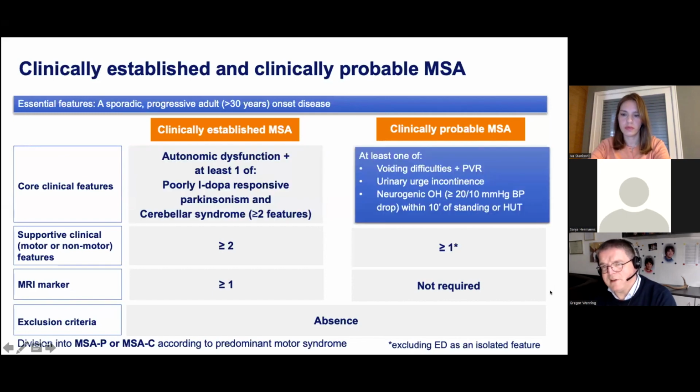The autonomic features include, as before, voiding difficulties with the post-void residual volume, but the cutoff here is not specified; it could also be less than 100 milliliters. There is a kind of natural history of the post-void residual, and it can start at less than 100 based on the literature review. We keep urinary urge incontinence. Neurogenic OH includes both the classic type within 3 minutes, but it can extend up to 10 minutes in terms of delayed neurogenic OH, which can also satisfy this criterion on autonomic dysfunction.